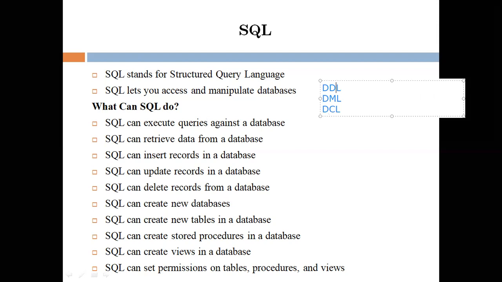So first, DDL, data definition language. What is meant by definition? A definition is something creating. So creating a table, defining. I'm going to define my data. So in data definition, I'm going to define my data, which means I'm going to create a database. That is data definition language.